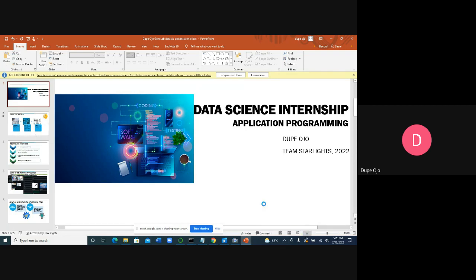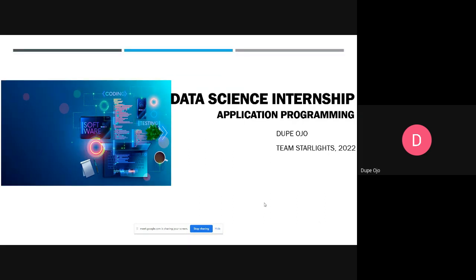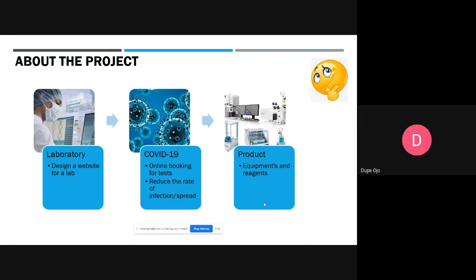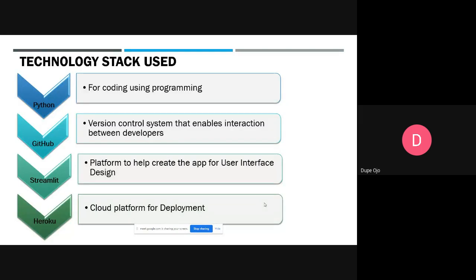Firstly, I'll be talking about my project. My project is to develop a website for a diagnostic company, a lab, which would include online booking for COVID testing in order to help reduce the rate of infection and spread, so people can book easily instead of coming in person, and just appear to take the test. The website should also include equipment and reagents that the lab supplies to people.